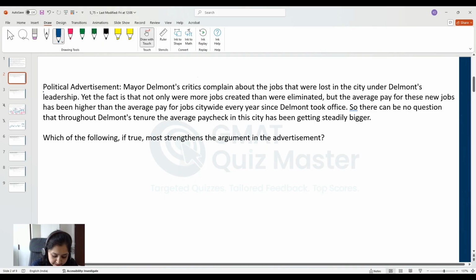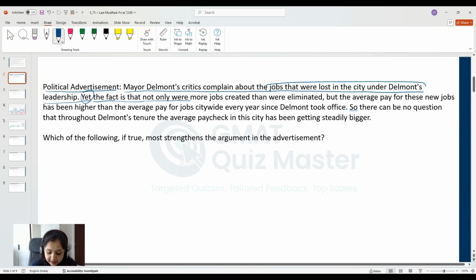Political advertisement. Mayor Delmont's critics complain about the jobs that were lost in the city under Delmont's leadership. So we have this view of the critics. They complain about the jobs that were lost under his leadership. Reading further, yet the fact is that, so we have a contradiction which is evident because of the use of the word yet, and we have a fact given. Let's see what the fact is.